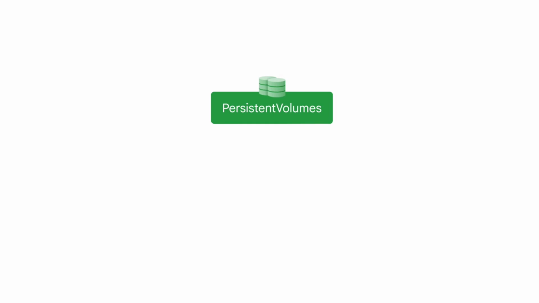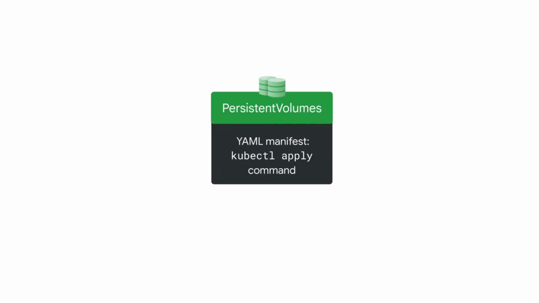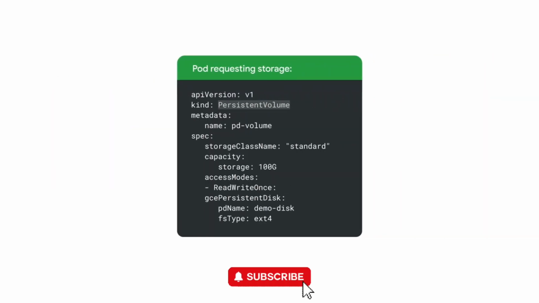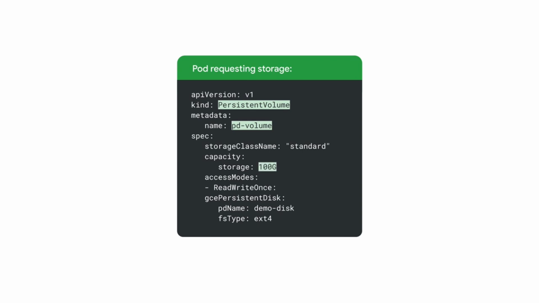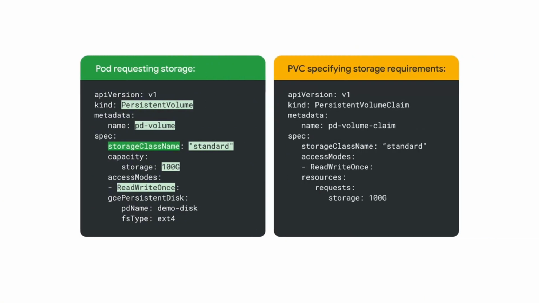Persistent volumes can also be created from a YAML manifest by using a kubectl apply command. For example, let's say there is a PV named PD volume that will have 100 gigabytes of storage allocated and will allow read-write once access. It will use a standard persistent disk based on the storage class name, and it will be maintained by cluster administrators. Remember, persistent volumes can't be added to pod specifications directly. Instead, persistent volume claims must be used.